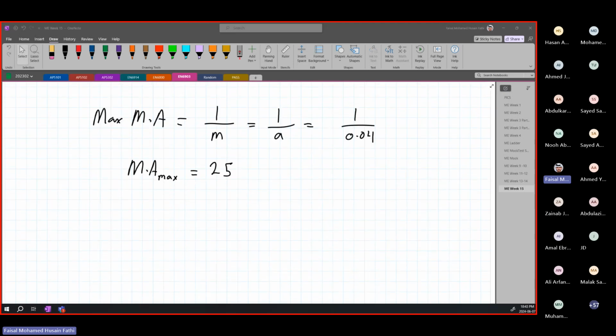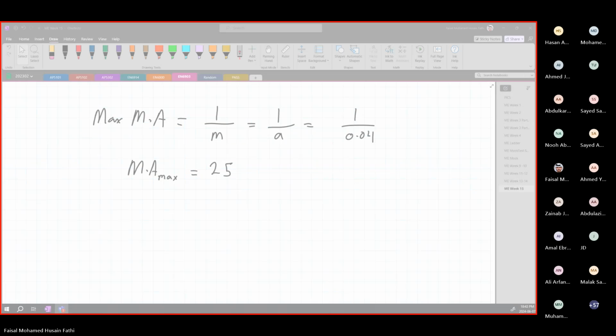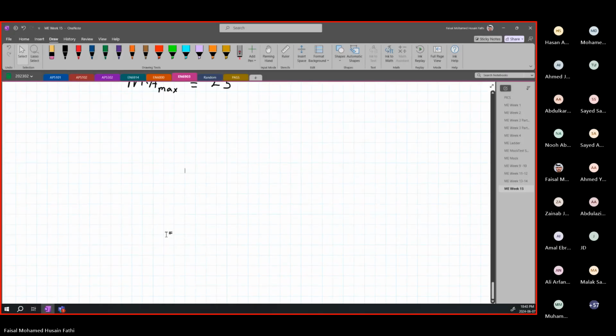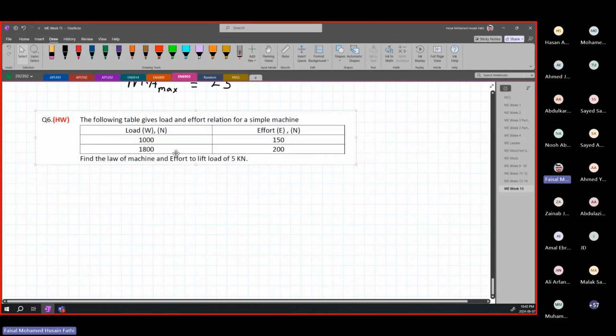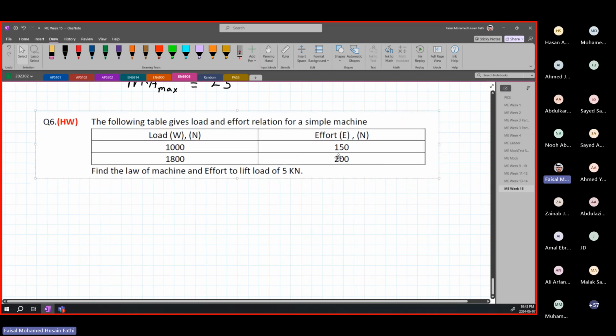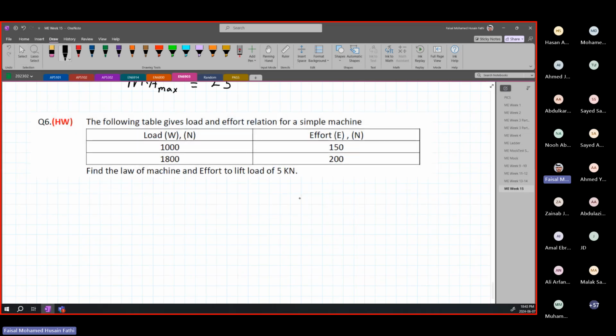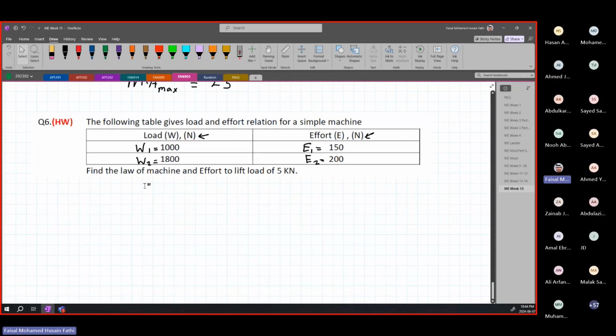And then let's look at the next and last question. Okay. So here the following table gives load and effort relation for a simple machine. Again, same thing. First thing you check, they're both in newtons. All right, perfect. No conversion required. Now that you know they're both in newtons, you can say this is your W1 and this is your W2. This is your E1 and this is your E2. Very simple, very straightforward. Find the law of machine.